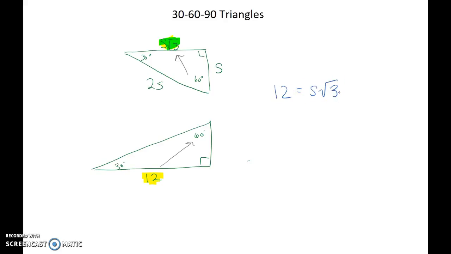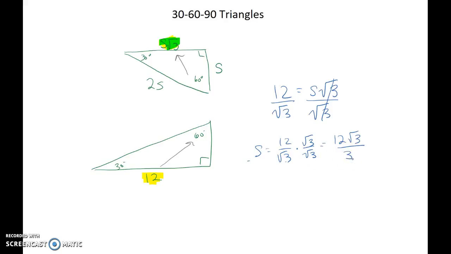Now, I'm trying to find s, guys, so I need to get that number off of s, which means I need to divide that number away. So I'm going to divide it. Now, when you do this, remember what I said before, 12 over root 3 is s, technically. But if you want the pretty answer, you need to rationalize. So I don't like the radical on the bottom, so I multiply by root 3 over root 3. And then I do 12 root 3 over, that's going to turn into a 3.